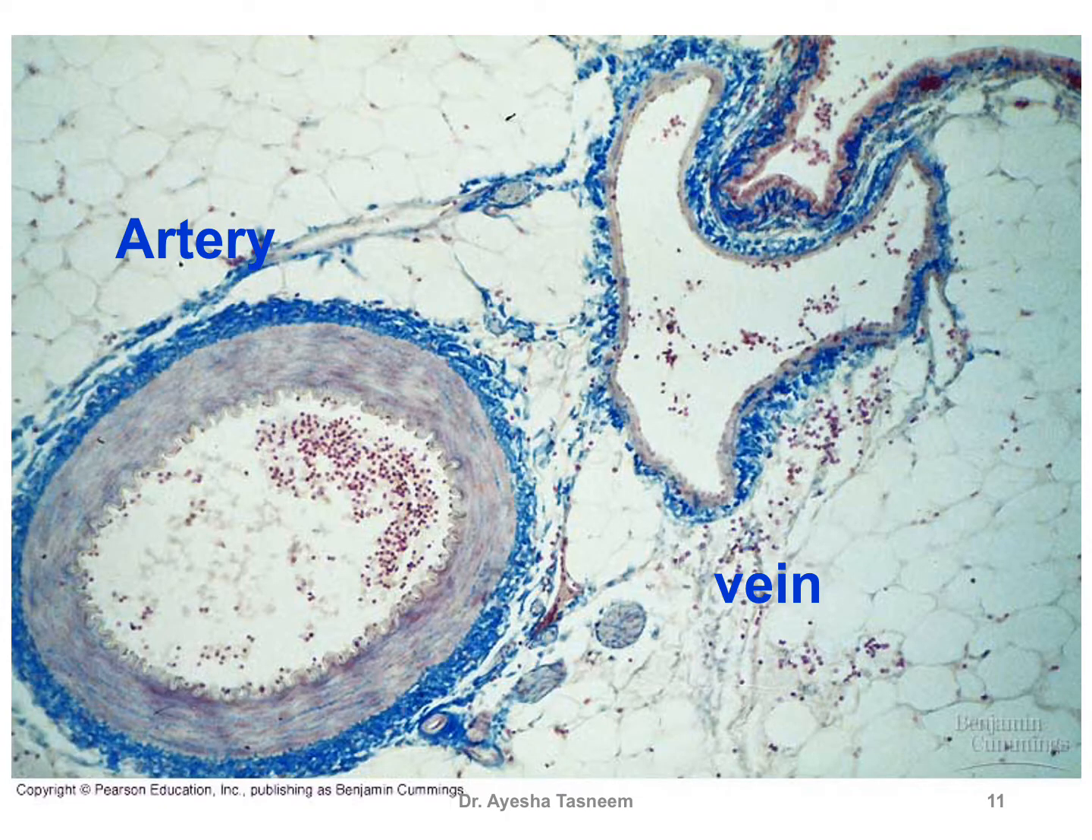Here you can appreciate the histological picture of an artery and a vein. In this you can see the lumen of the artery is patent while the lumen of the vein is collapsed. This is the major histological difference. Because of the presence of larger layers of smooth muscles, the lumen of the artery remains patent. On the other hand, due to the presence of a lesser amount of smooth muscle in the tunica media, the lumen of the vein collapses.